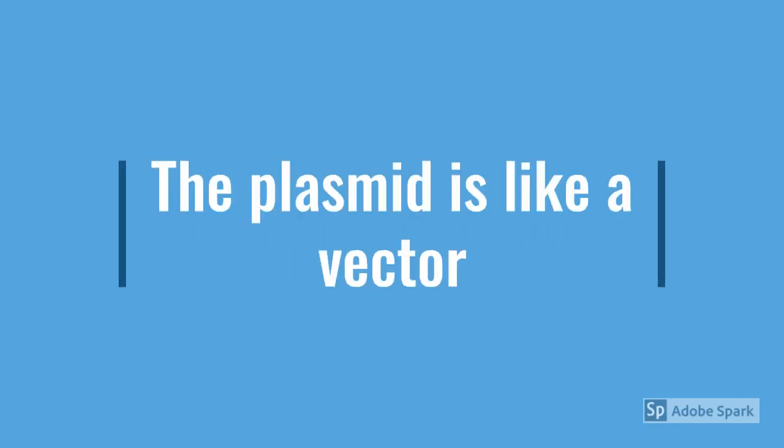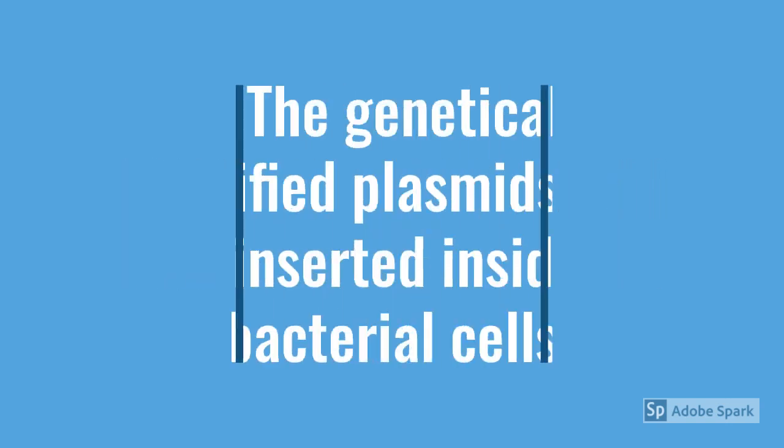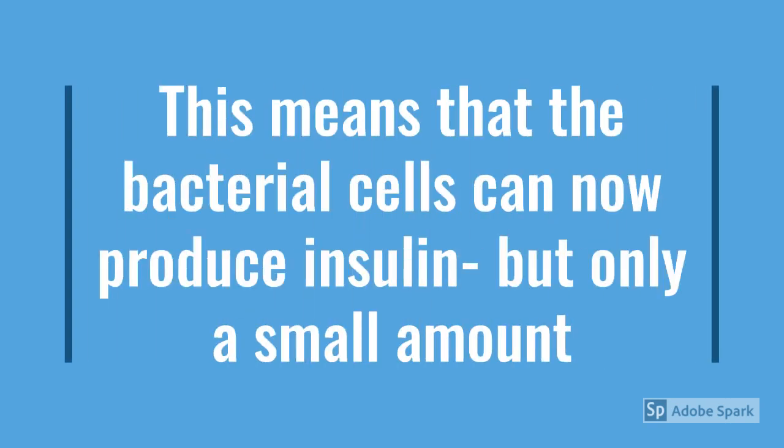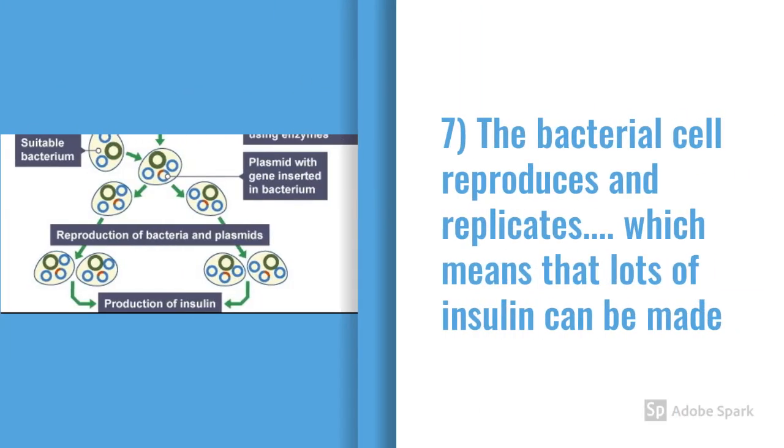So the plasmid is basically a vector. A vector is something that is used to transfer a gene from one organism to another. The genetically modified plasmids are put back inside the bacterial cells. With that, the bacterial cells will be able to produce insulin since they have the gene to produce insulin. When the bacterial cell reproduces and replicates, a lot of insulin can be made.